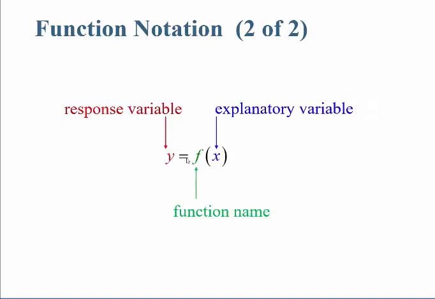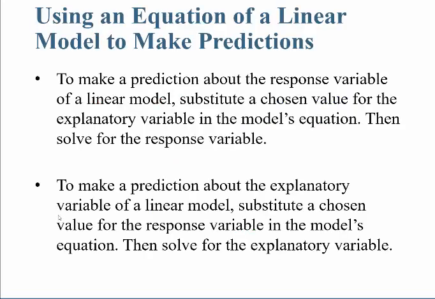Okay, so the way we're used to seeing it is our response variable y is equal to the function name, and then in parentheses x, that's the explanatory variable. To make a prediction about the response variable of the linear model, substitute a chosen value for the explanatory variable into the model's equation, then solve for the response variable. To make a prediction about the explanatory variable of the linear model, substitute a chosen value for the response variable in the model, and then solve the equation. This solves for the explanatory variable. We'll do an example of both of these because it can be weird what I'm saying.